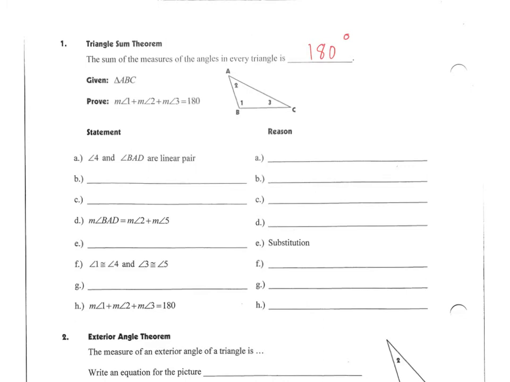Okay? We're given a triangle ABC, and what we need to prove is that if we add up those interior angles, angles 1, 2, and 3, that they equal 180 degrees. And before we get going, we're going to extend the sides of this triangle to be able to prove this. And we're going to show one way of being able to prove this.